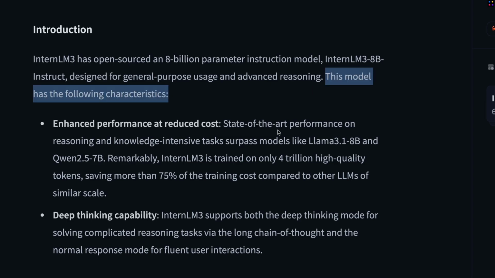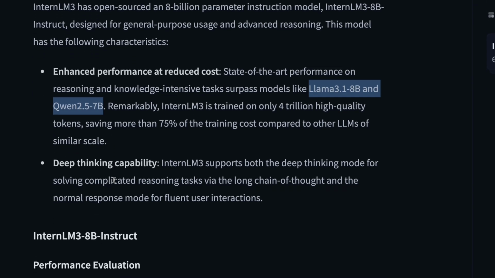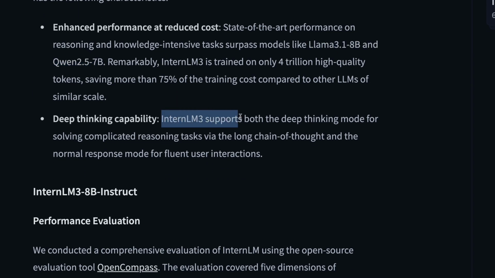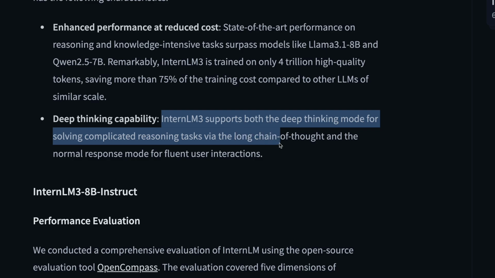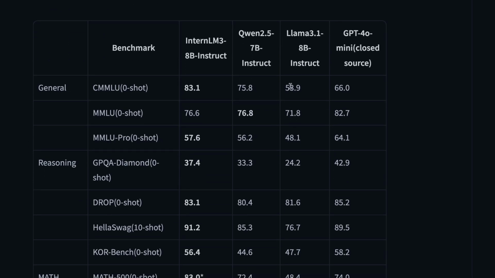And they also claim that the model surpasses Llama 3.1 8B and Qwen 2.5 7B in benchmarks as well as usage. It also has a deep thinking mode for solving complicated reasoning tasks via the long chain of thought and the normal response mode for fluent user interactions. If we look at the benchmarks, then the model majorly beats all the other models in its range, like Llama 3.1 and Qwen 2.5 7B, and even GPT-4o Mini, which is quite amazing to see.